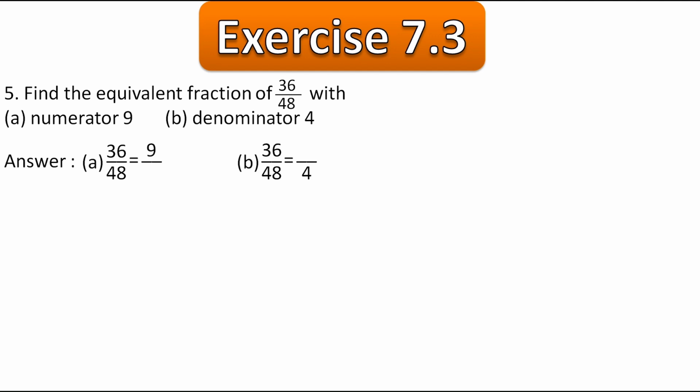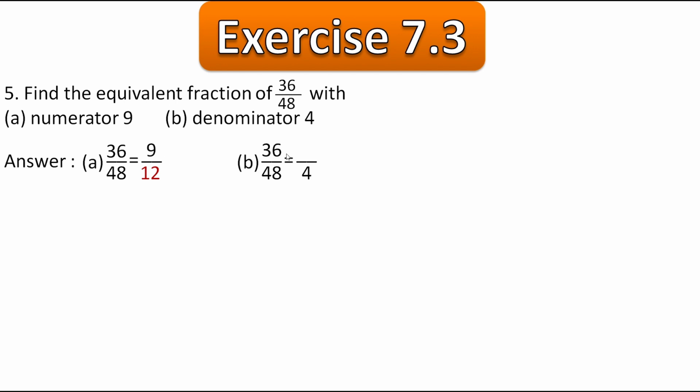So first we have to check 9 times what is 36. You all know that 9 fours are 36. So we have to divide this 48 by 4. Then we will get the answer as 12. Okay. So these both fractions are equivalent.